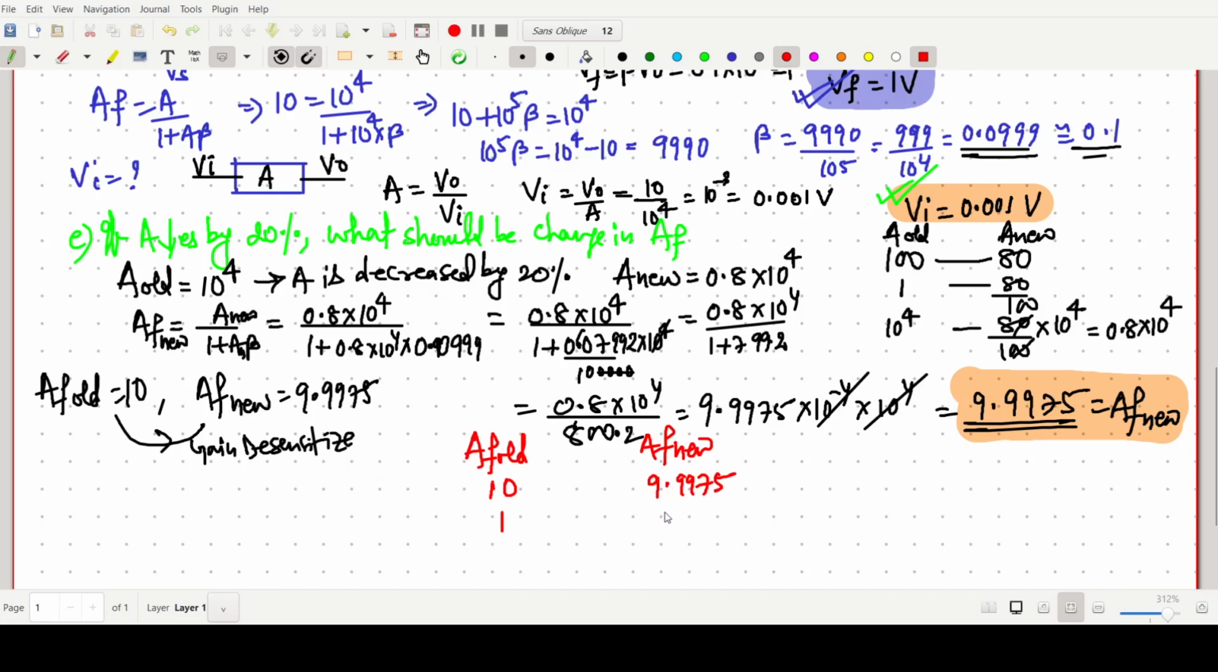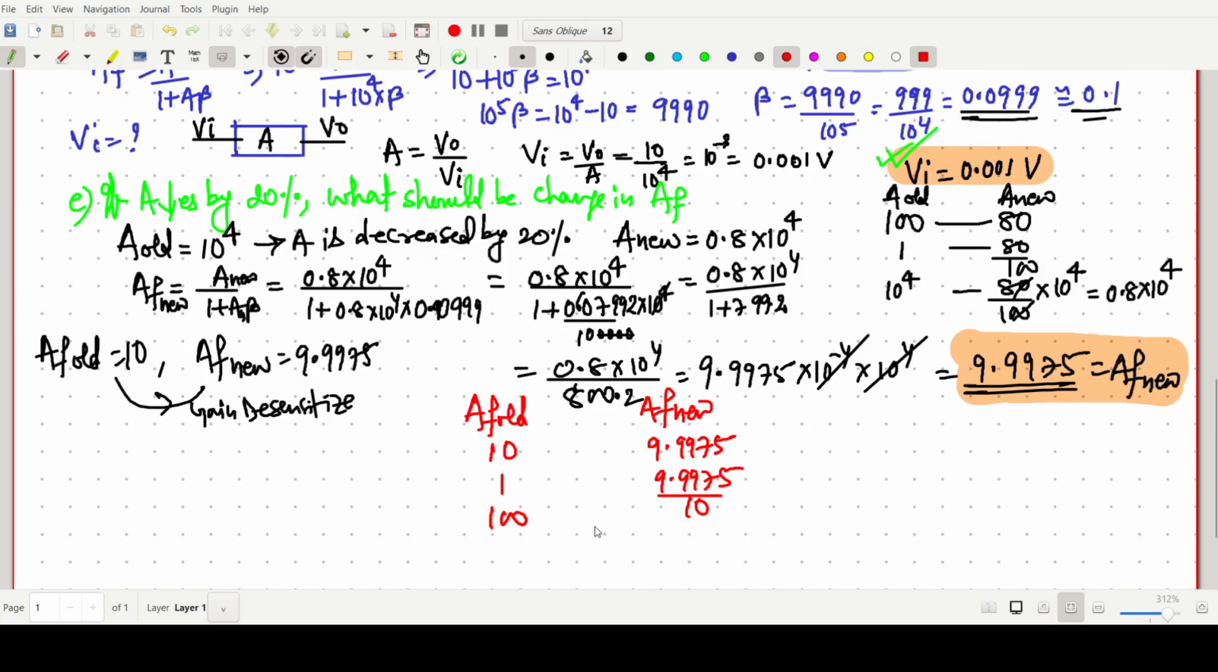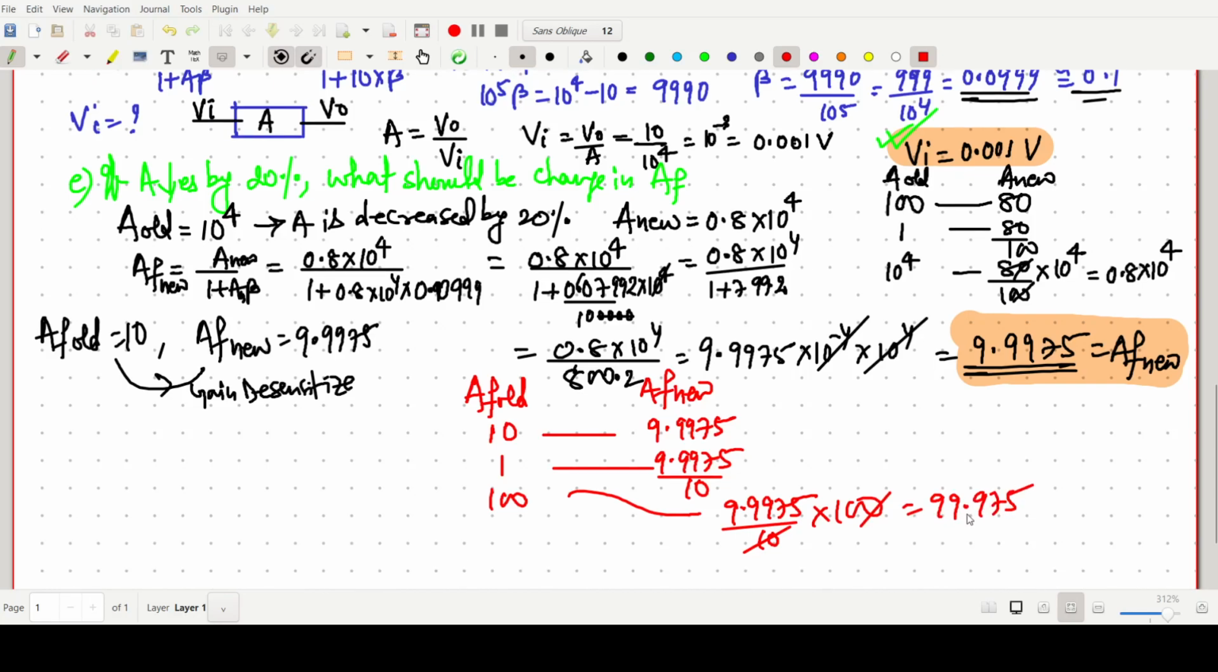When it is 10, it is changed to 9.9975. Now we are saying it is 100. When we are saying it is 100, so what we can say, just the unitary method, 9.9975 by 10 into 100. Okay, so this should be cancelled out. So it should be 99.975.